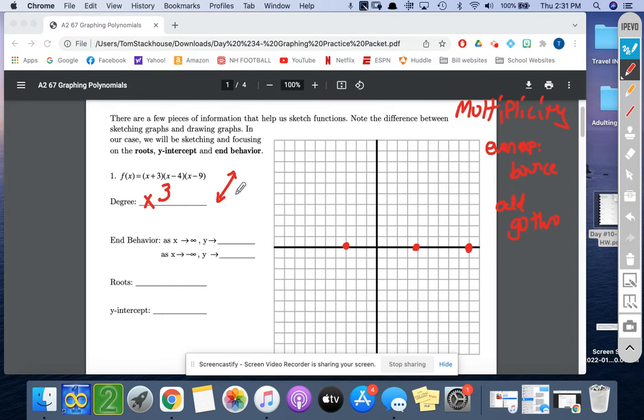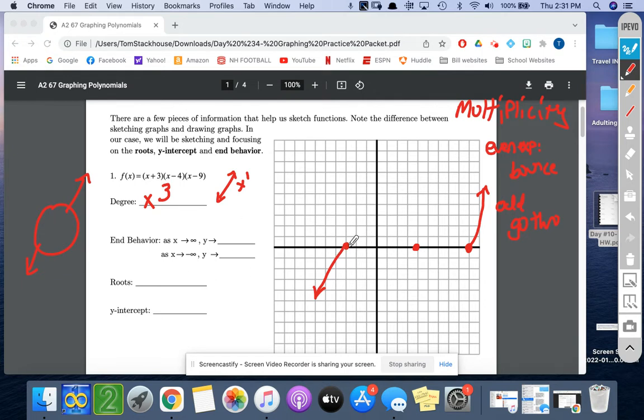I know my shape looks like this because it behaves just like x to the first. So I know the bottom left-hand side of my graph is going to go down and the right side of my graph is going to go up. It's basically like I took this straight line, separated it, and have this gap in the middle. So I want to fill the gap in the middle.